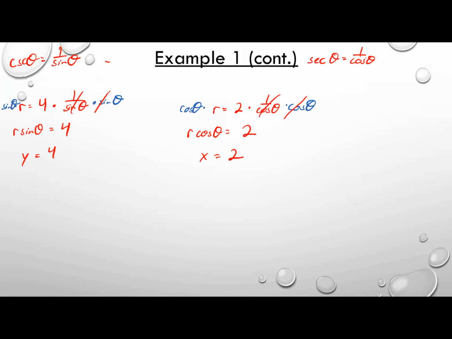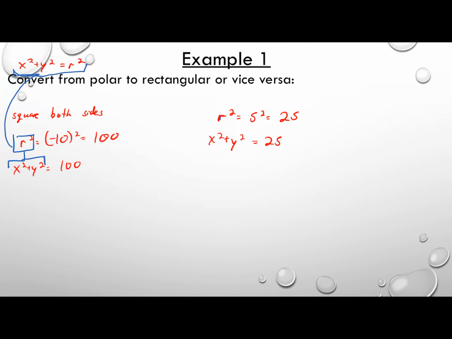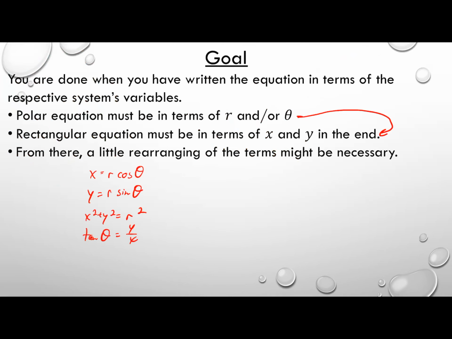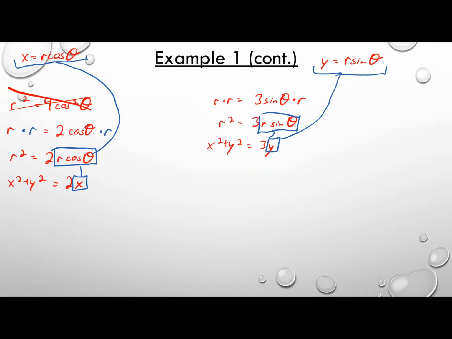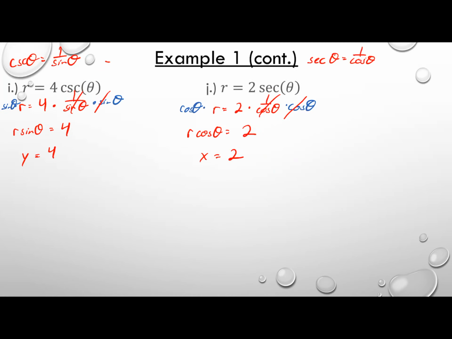Remember, whenever doing these conversions, you're always trying to manipulate the equations in such a way where you end up with one of these 4 original formulas that we talked about before we began example 1, all right? So for I and J respectively, we multiplied both sides by sine and cosine so that we can get that r sine and that r cosine and use that substitution for y and x respectively.